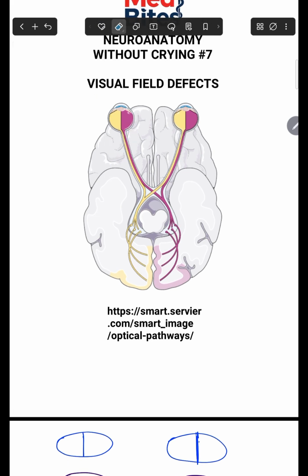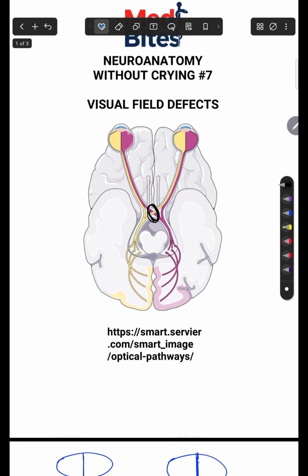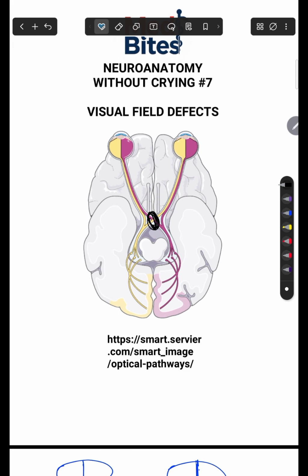Well, the second lesion is at the optic chiasm. This is classic. So let's trace it out. If we have a lesion right here, usually this can present in pituitary adenomas, right? A pituitary adenoma is a classic example because it sits right underneath this and it can press against it.